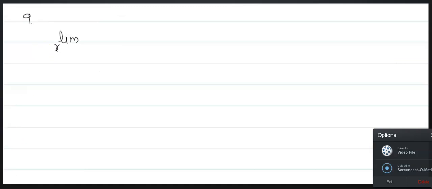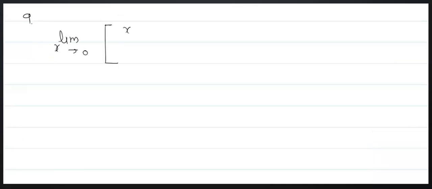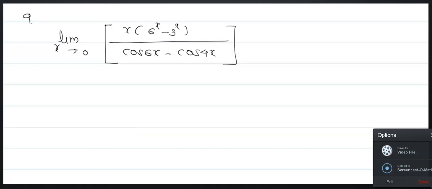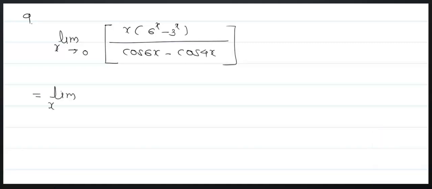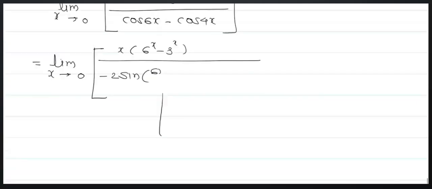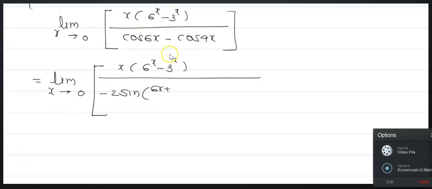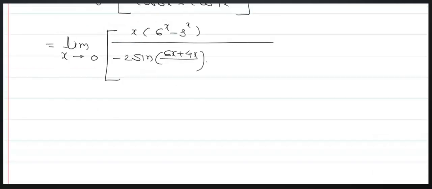Now the next is limit x tends to 0, x into 6 raised to x minus 3 raised to x upon cos of 6x minus cos of 4x. Now apply the formula of cos c minus cos d. That is nothing but minus 2 sine of c plus d upon 2 into sine of c minus d upon 2.